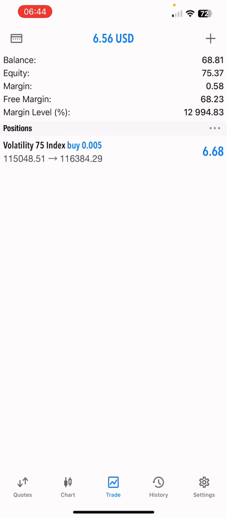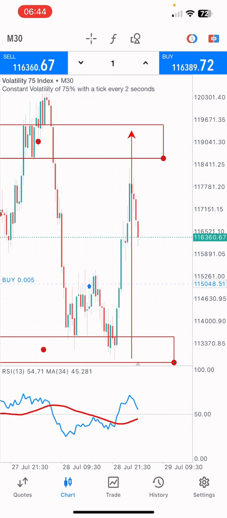Let's look for another. A few moments later. So guys, our account again is now $75. All right, I found this trade on V75. I found this trade setup.